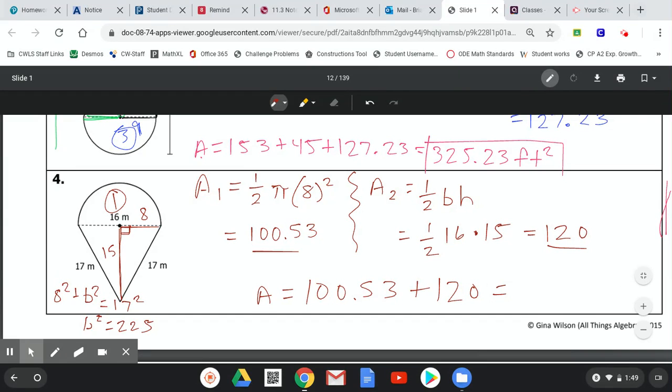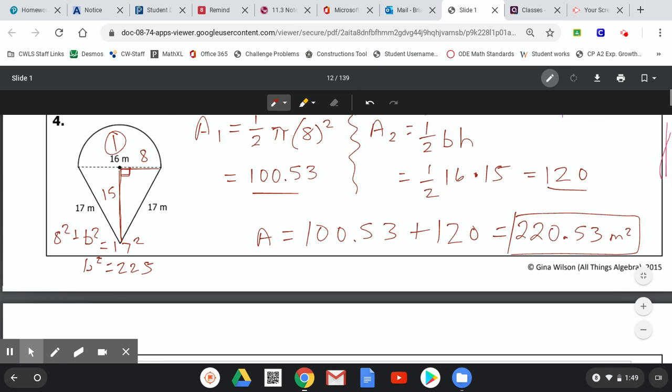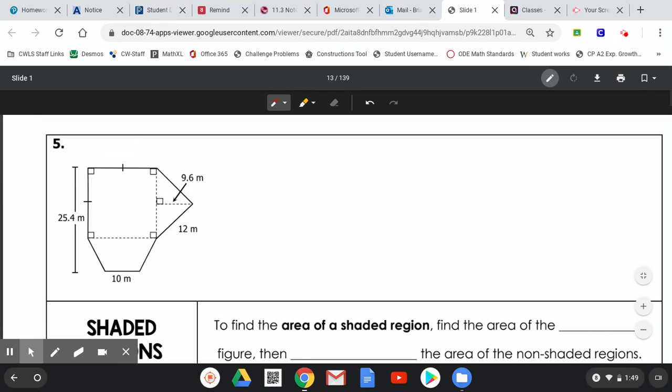Kept you in suspense on that one, guys. So when we add those two areas together, we get 220.53 meters squared. So that is for that one.